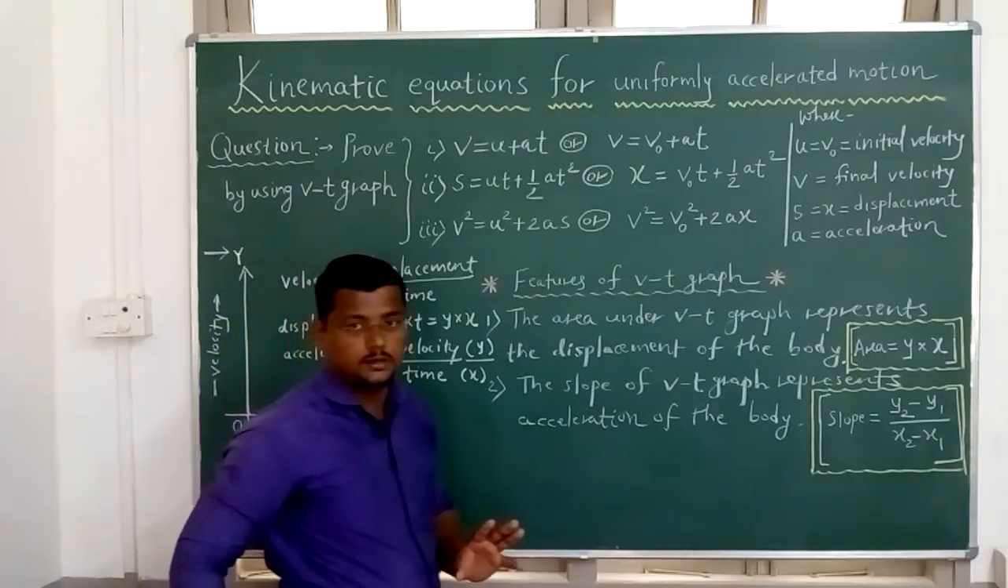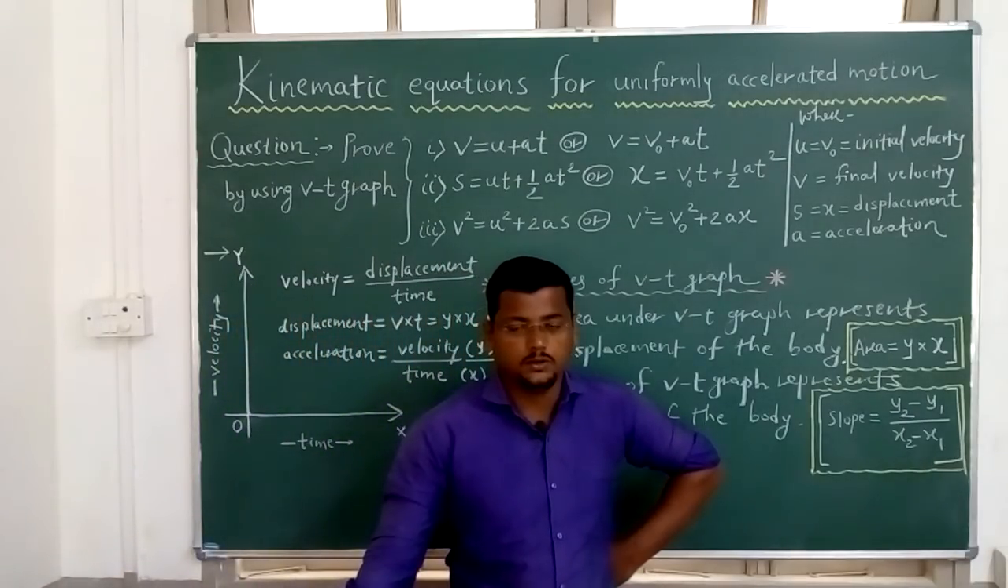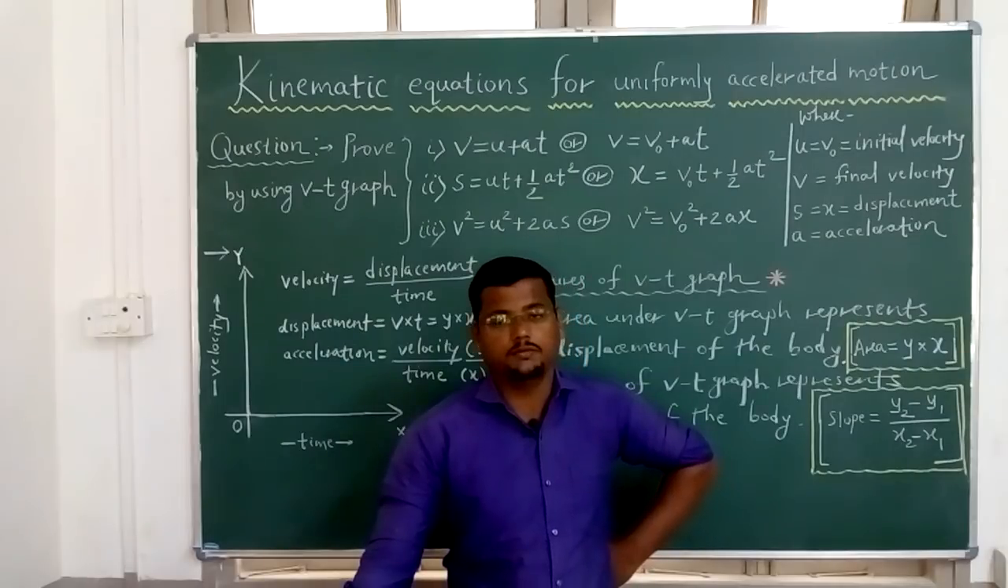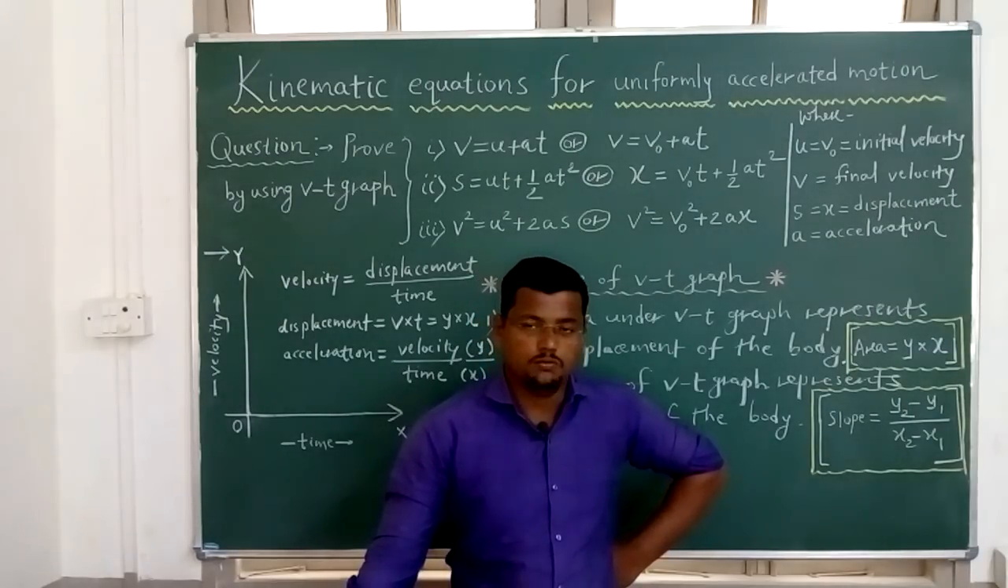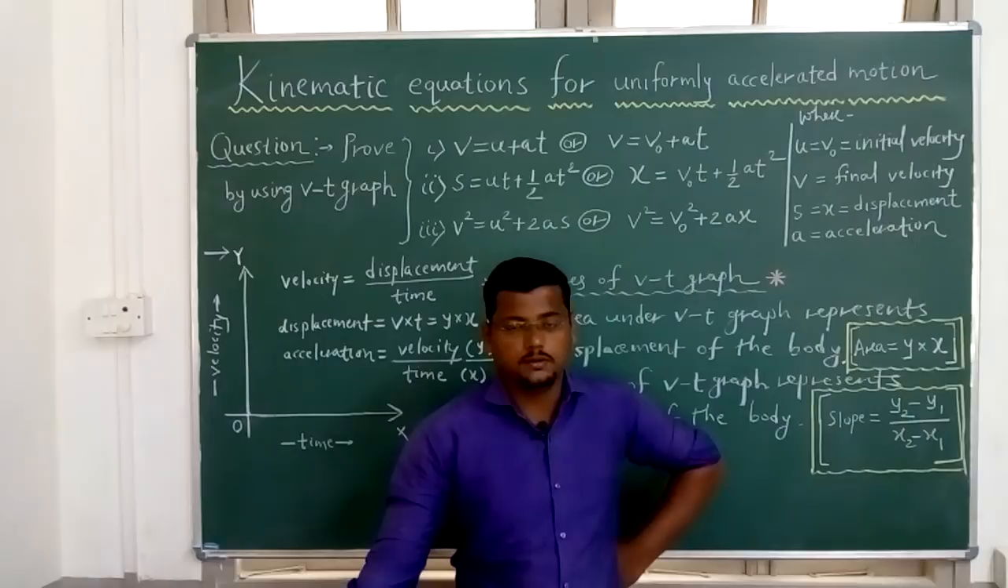Right? So these are the two definitions I want in today's class here. Velocity, acceleration. Velocity may be the initial velocity or the final velocity. We can represent initial velocity by the letter U or V0. For final velocity, we can write V here. So in today's class we have to derive the three kinematic equations.